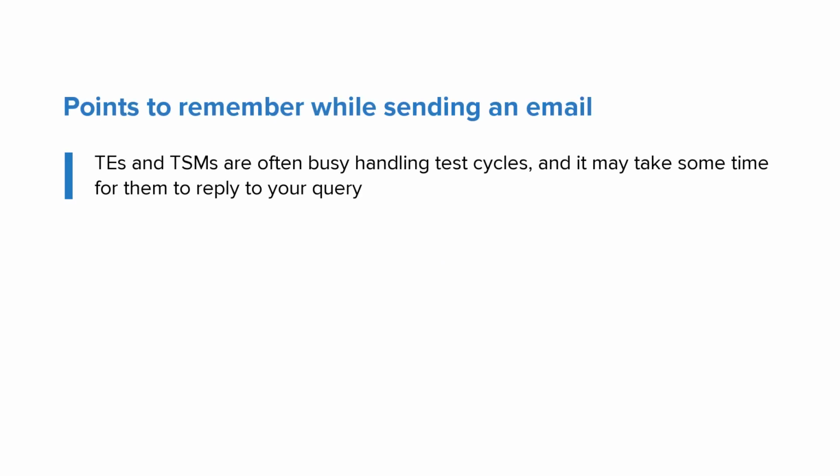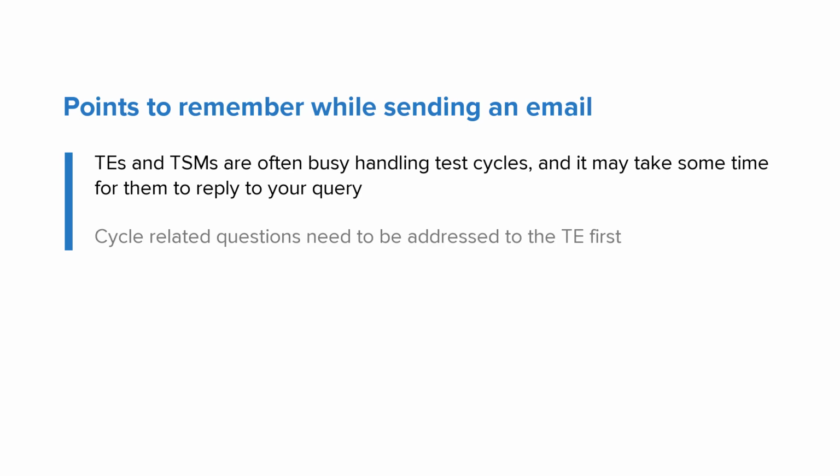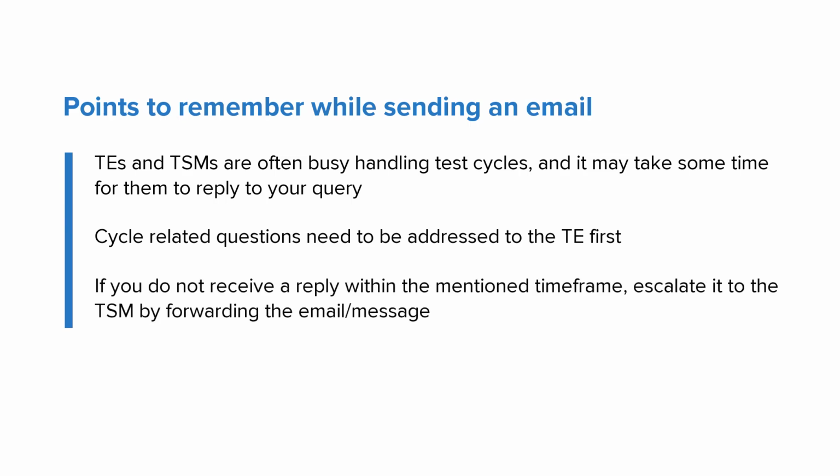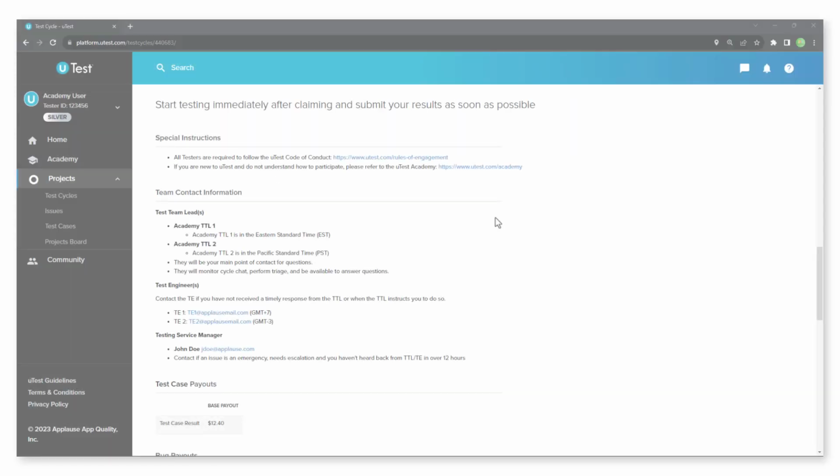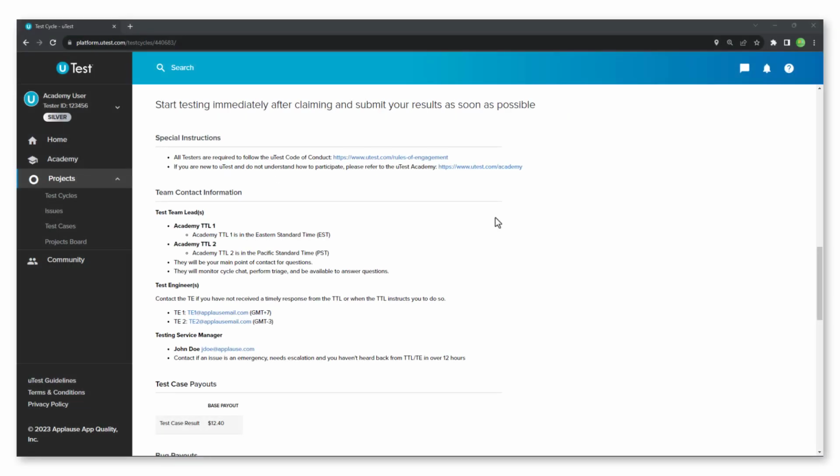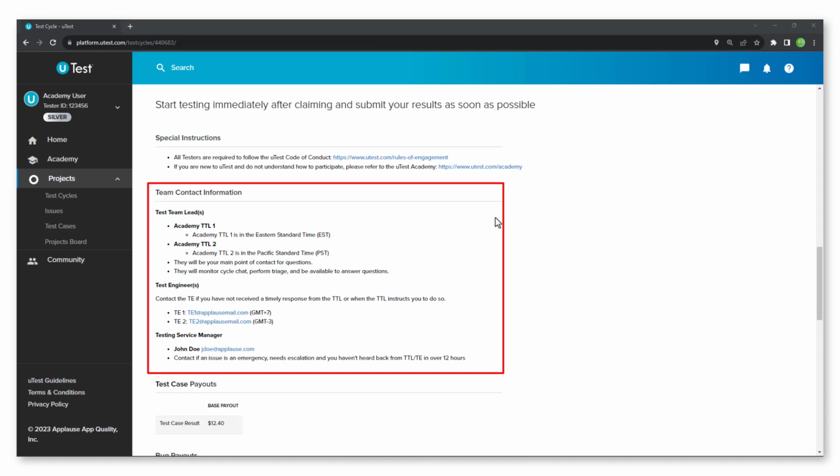Note that TEs and TSMs are often busy handling test cycles, and it may take some time for them to reply to your query. Also, cycle-related questions need to be addressed to the TE first, and if you do not receive a reply within the mentioned time frame, you can escalate to the TSM by forwarding the message. You can find the TE and TSM emails in the Team Contact Information section in the cycle overview.